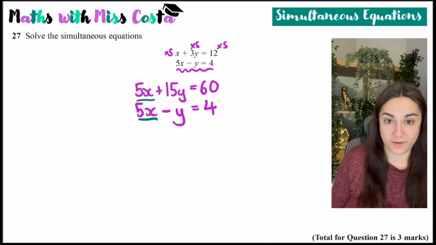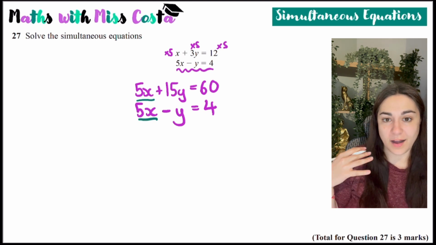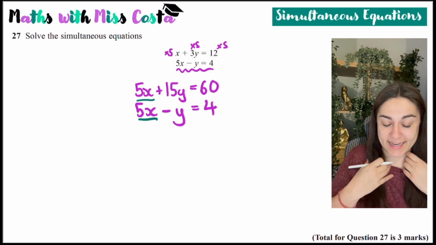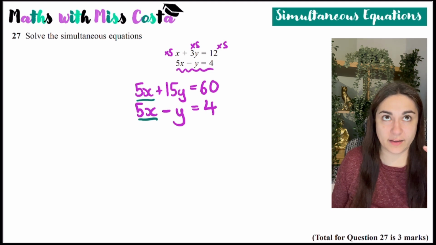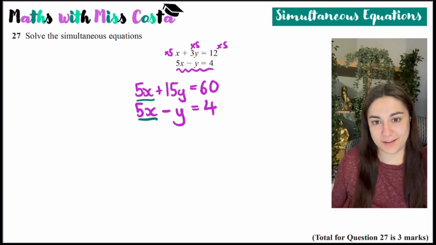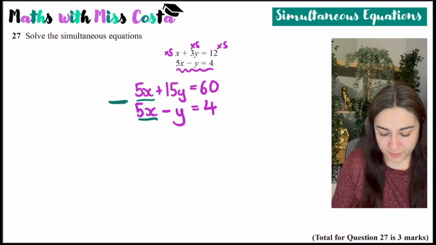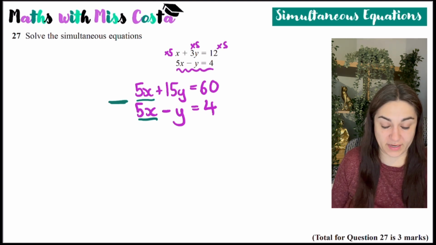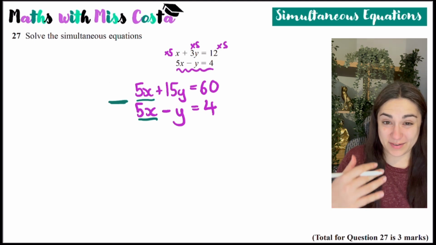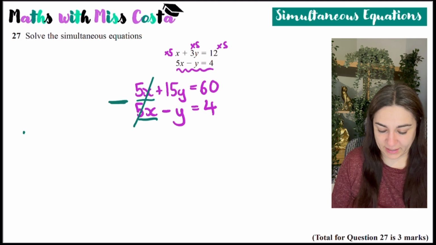Now that I've got one of the variables, in this case the x variables, that are the same, I can subtract, I can eliminate it. So in order to eliminate it, I need to think, do I add or do I subtract? 5 plus 5 makes 10, so if I add, that's not going to eliminate. So I know that I'm going to have to subtract. And it's good to write out what you're doing just next to the equation there, so that you know that you do it to each part of the equation. So you've got 5x take away 5x, that cancels out to 0.